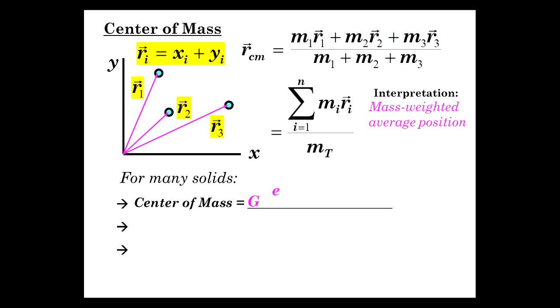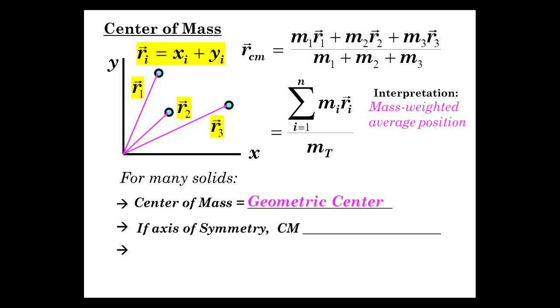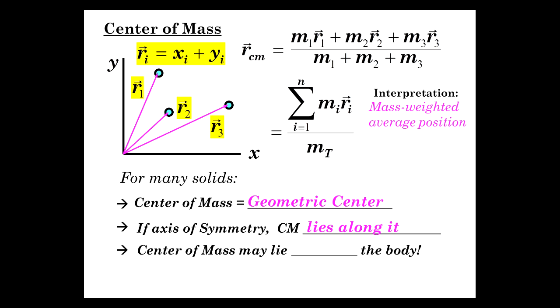Now for many solids, the center of mass is just the geometric center. Take a bowling ball, right in the center. If the density is constant, it would just be in the geometric center. If there's an axis of symmetry, the center of mass lies along it. And the center of mass may lie outside of the body. It doesn't actually have to reside in the material mass of the body itself. So there's a few ideas.